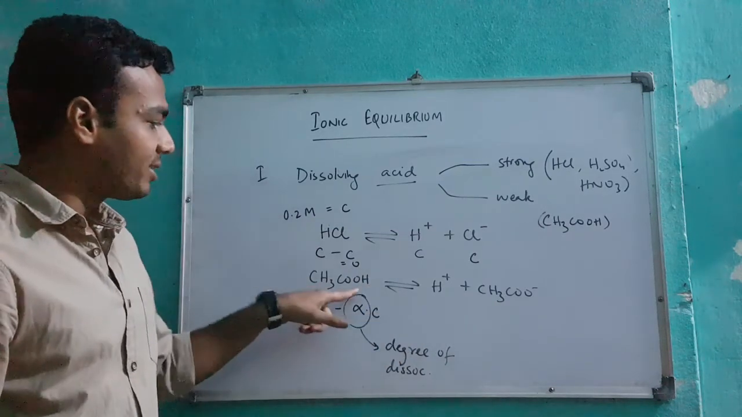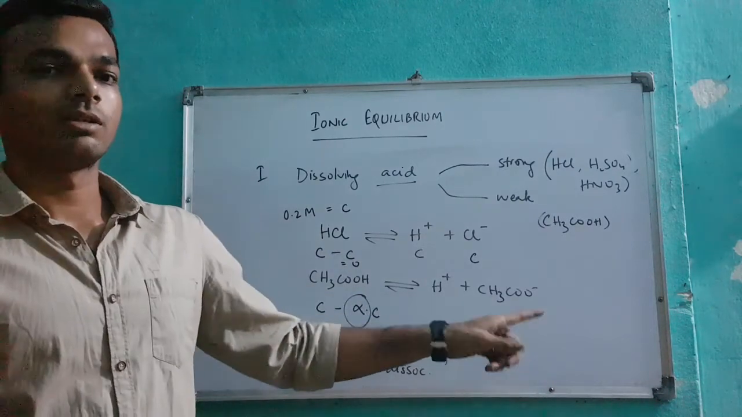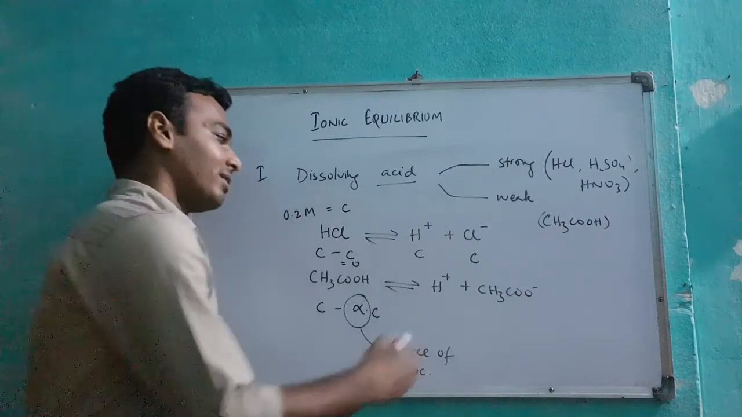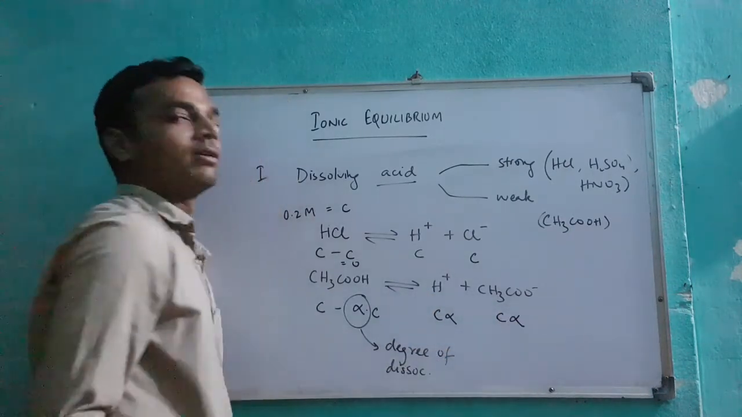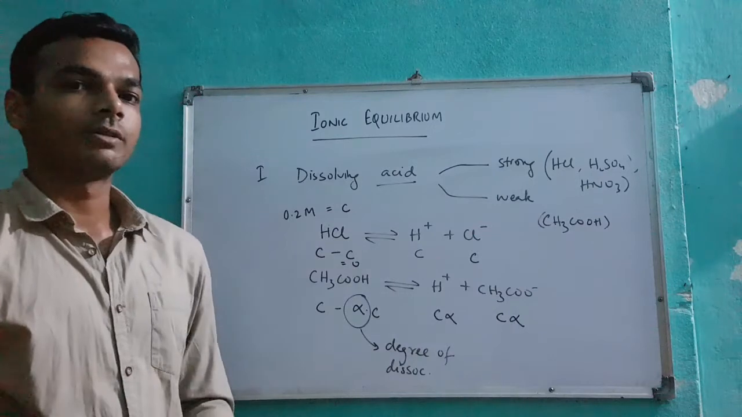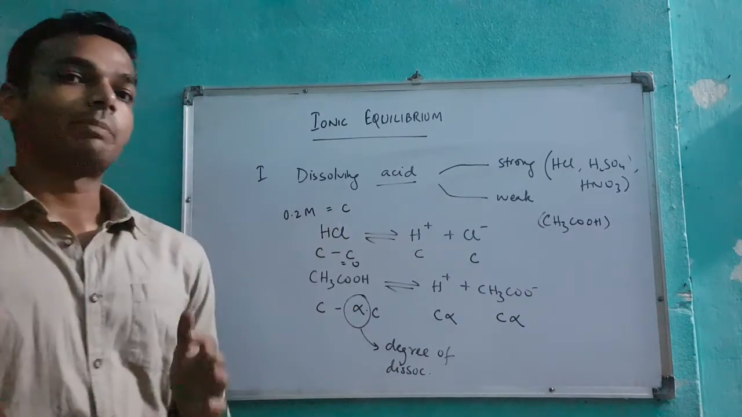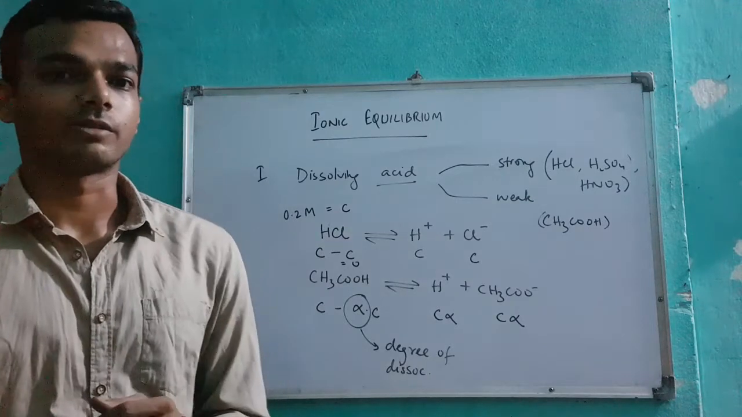Now if one CH3COOH breaks, we know we'll get 1 H plus and 1 CH3COO minus. Likewise, if C alpha amount breaks, the H plus obtained will also be C alpha and the CH3COO minus obtained will also be C alpha. Now what we are looking for is to calculate the pH. For pH, what we need is the H plus concentration.